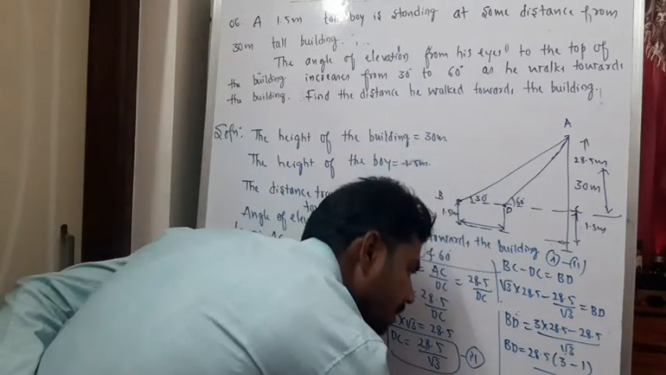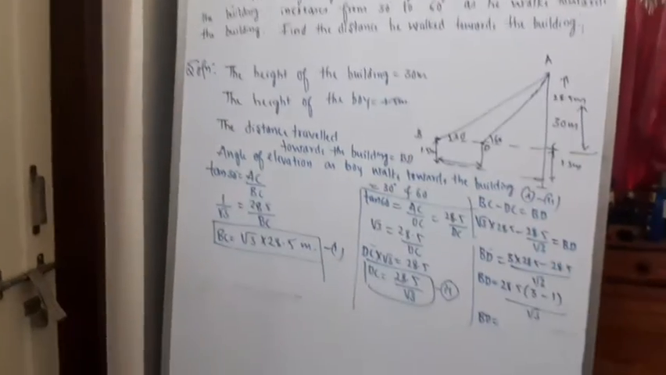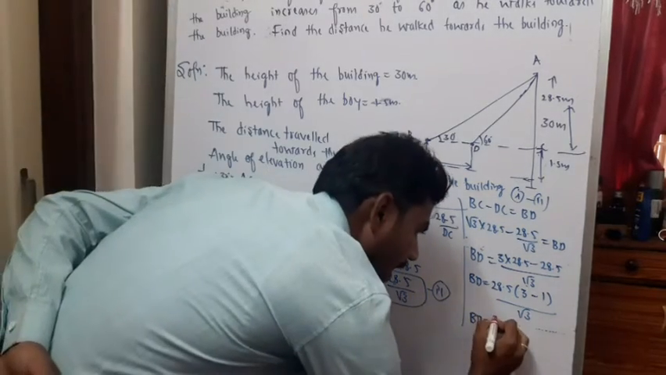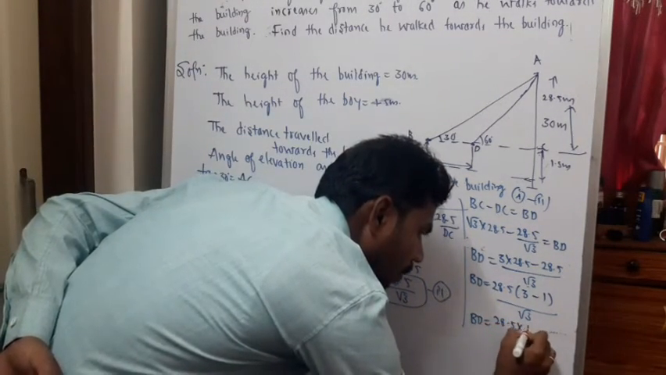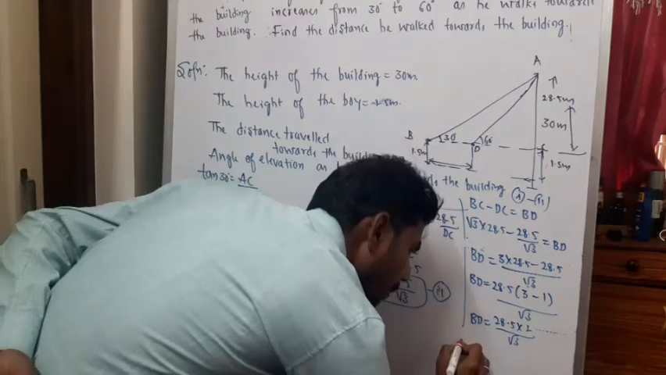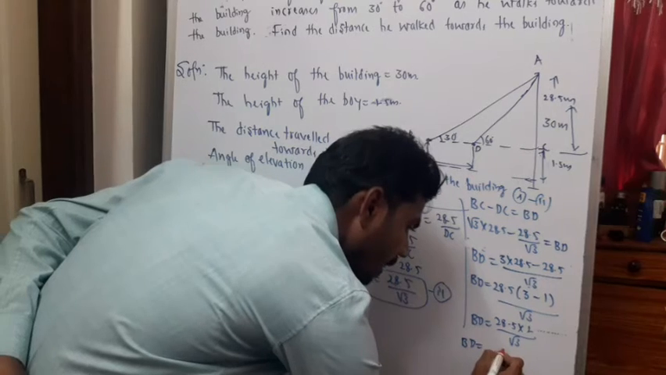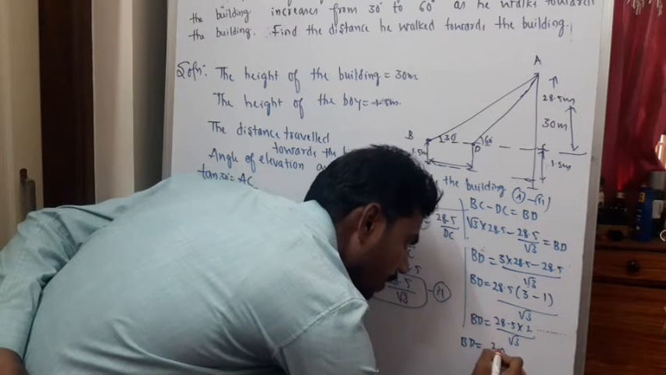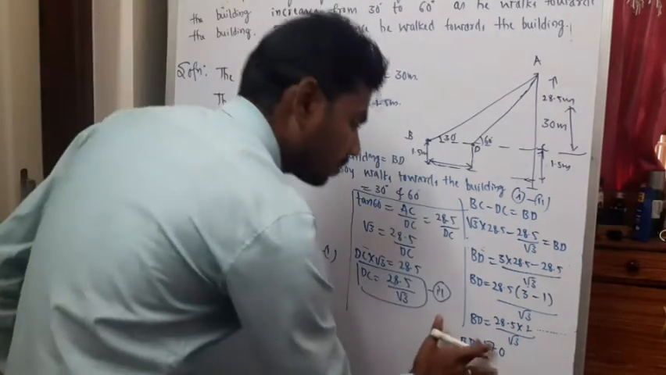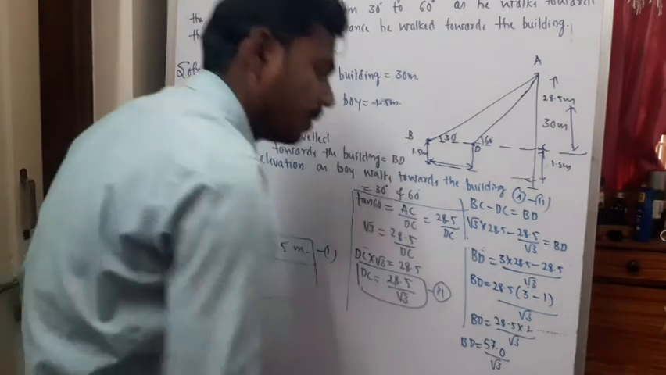Fine. Or else BD. Let me adjust the focus. Now 28.5 into 2 divided by root 3. 3 minus 1 is nothing but 2. So or else BD is equal to 28.5 into 3 means 2 5s are 10, carry 1, 2 8s are 16 plus 1 is 17, carry 1, 2 2s are 4 plus 1 is 5. Fine. That is 57.0 divided by root 3.